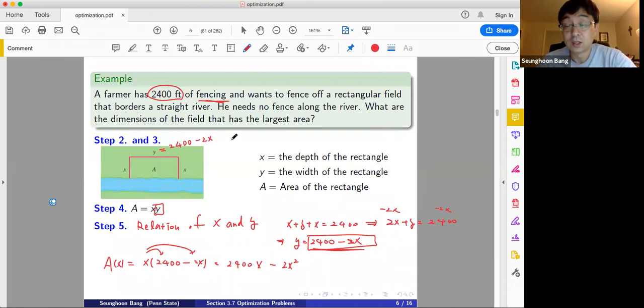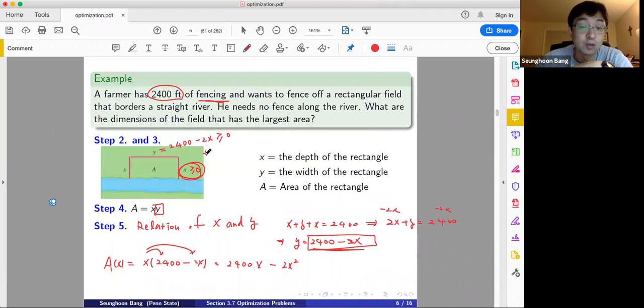X was like a domain. From the diagram, X is the depth of a rectangle. The depth of a rectangle is only a positive number. This is one restriction, like a domain. One more: y is also positive, y is greater than or equal to 0.